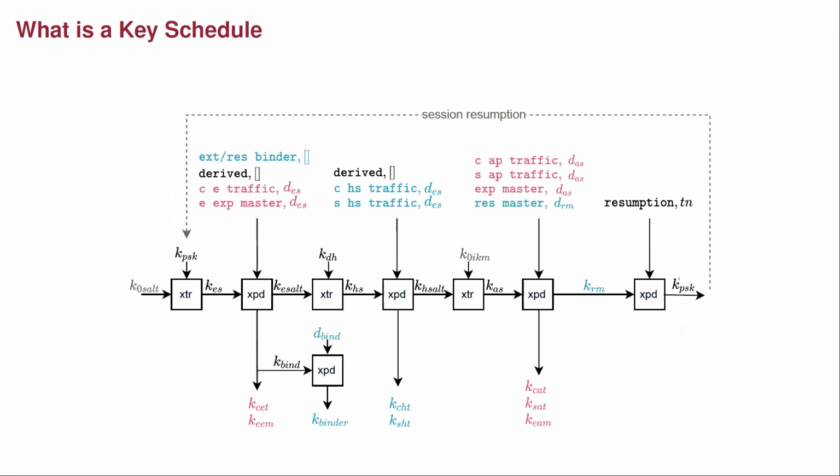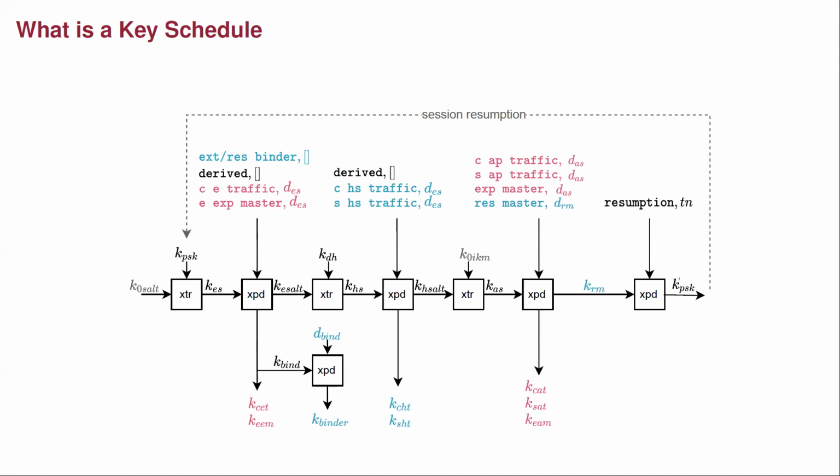So how do you end up having many keys? This is essentially the key schedule. As you see in this example for TLS, this can be quite a complicated cryptographic primitive on its own. All these keys here are actually keys that are exported by TLS.